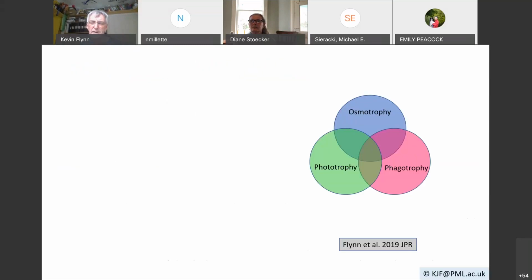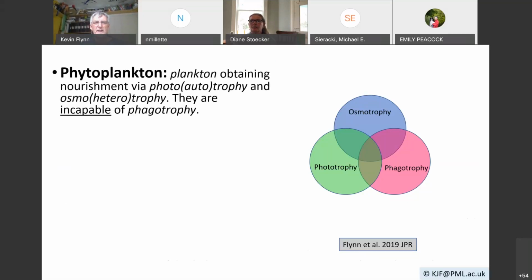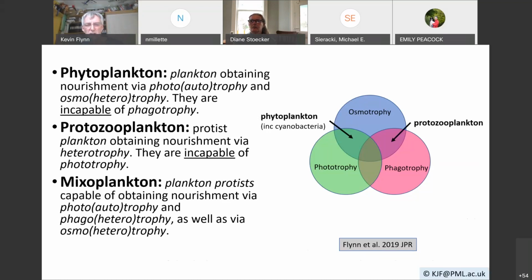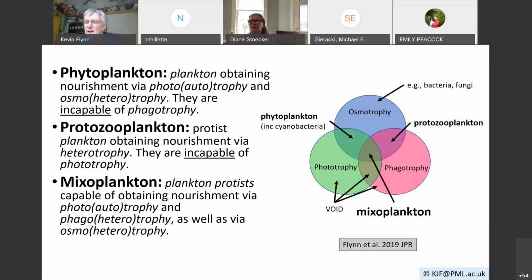So now looking at the figure I showed you before, the Venn diagrams, phytoplankton are defined as plankton which are photo and osmotrophic, but they're incapable of phagotrophy. So they're in this section here. That includes cyanobacteria, for example. Protozooplankton are capable of phagotrophy and osmotrophy, so that's in that section there. And then our mixoplankton are capable of photo, phago, and osmo, so they're in here. These sections are void, so there's nothing which is phototrophic and can't do one of the others, or is phagotrophic and can't do one of the others. But up in osmotrophy, we have bacteria, fungi, for example.